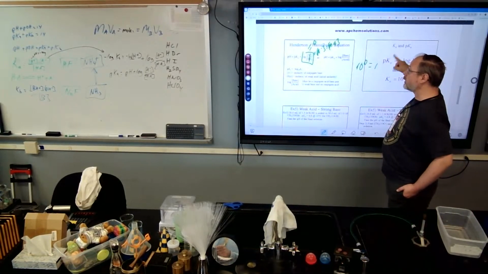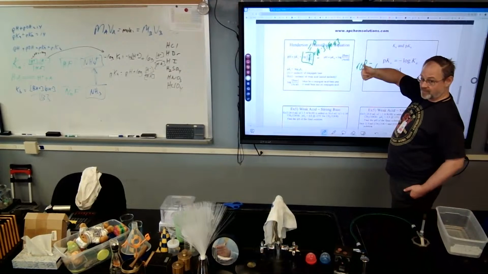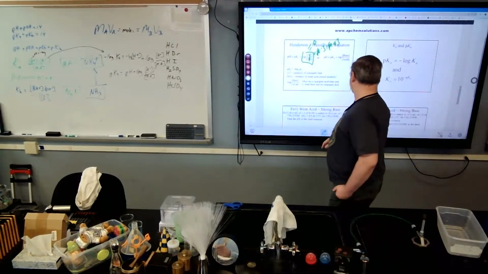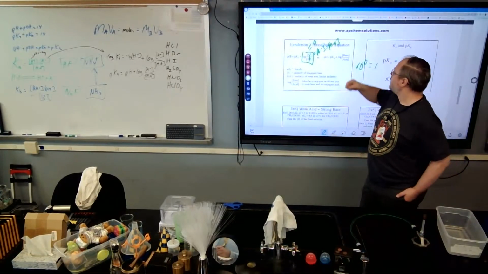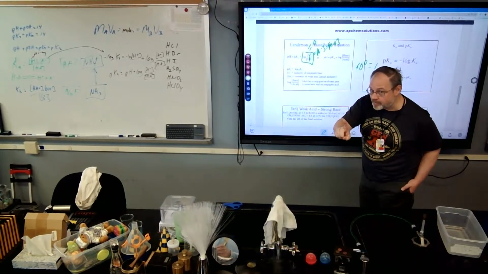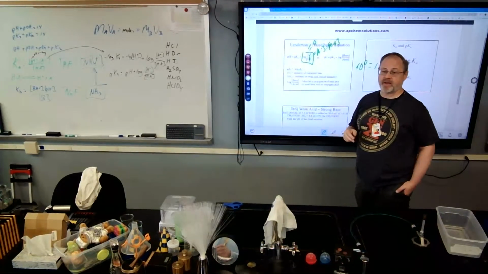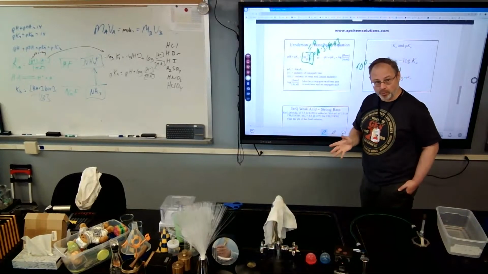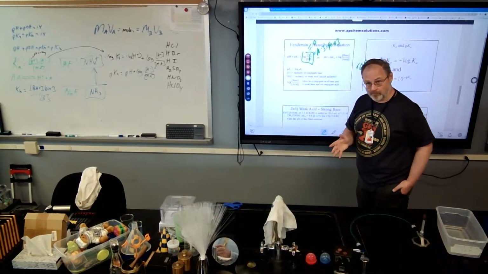But the important thing is anything raised to the 0 power is 1. Therefore, any logarithm of 1 is 0. Cool. Okay. So understanding that, if the ratio of A minus to HA is 1, then the pH equals the pKa, which is really cool. Let me show you why.